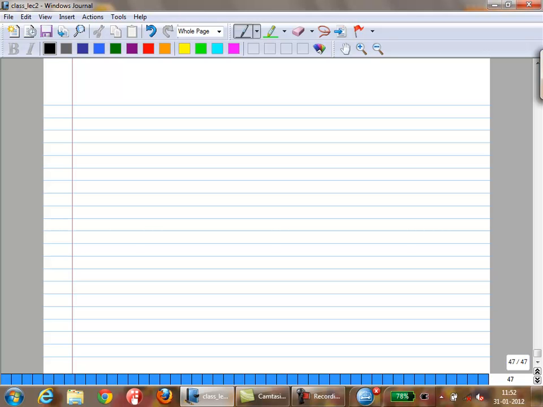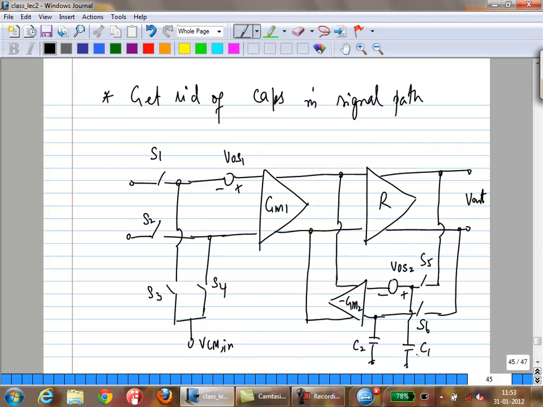Okay, so now that's it for mismatches. Do you have any questions before we move on? The main idea is, if you see, these capacitors C1 and C2 are no longer in the signal path. So now your signal path is pretty much the same, except for these switches. You don't add these capacitors, you don't add capacitive parasitics mainly. That is the advantage of this one.